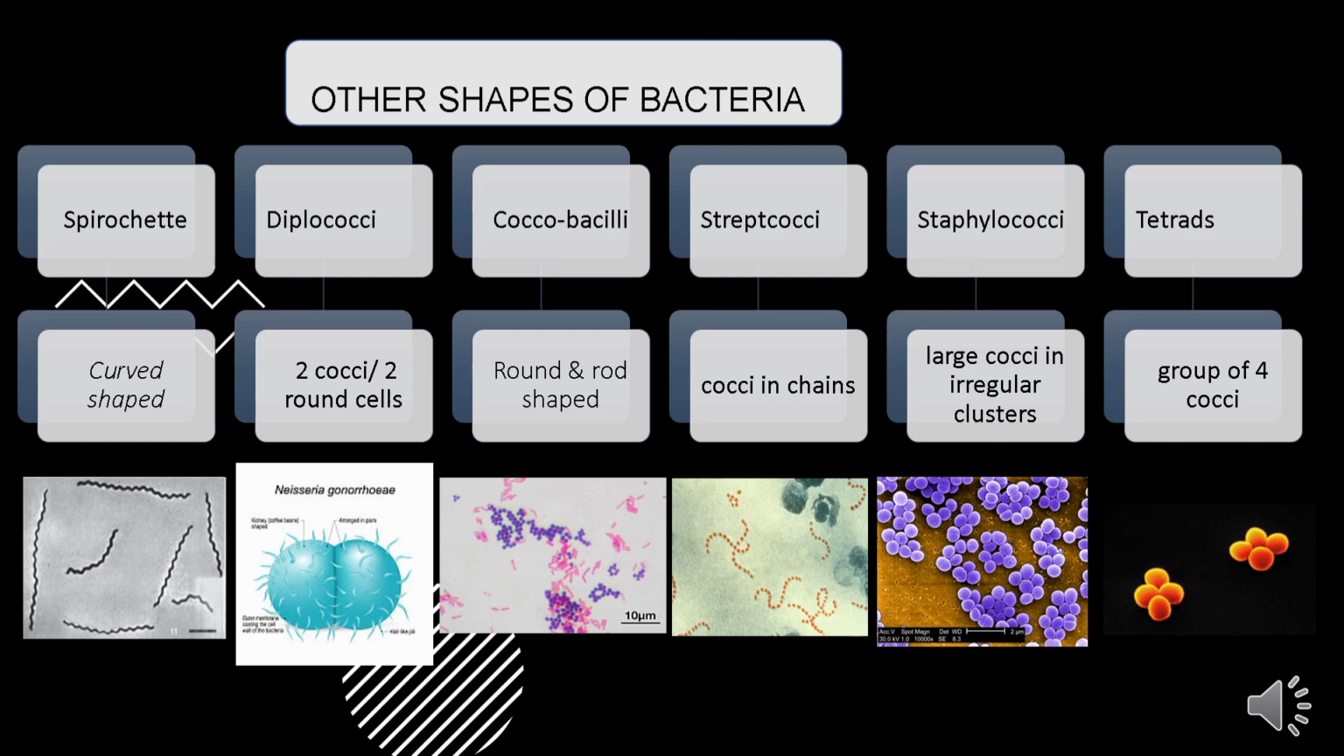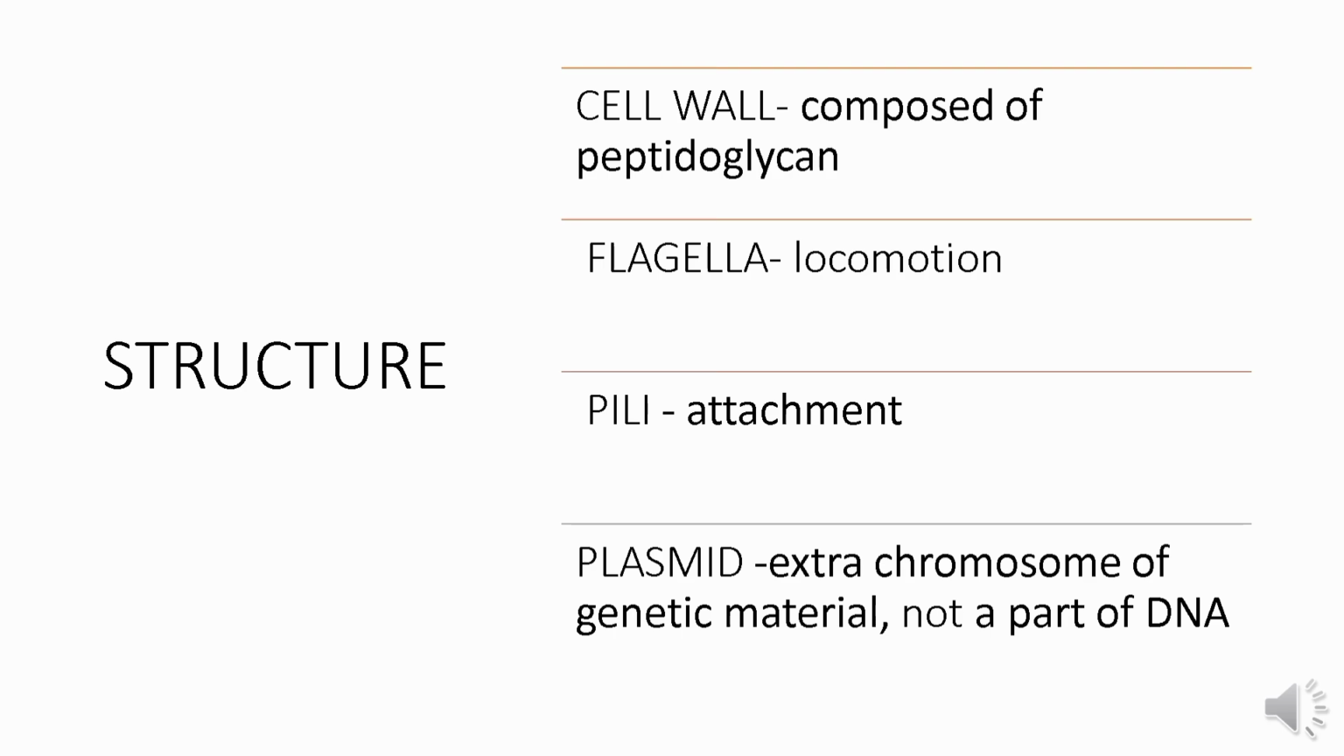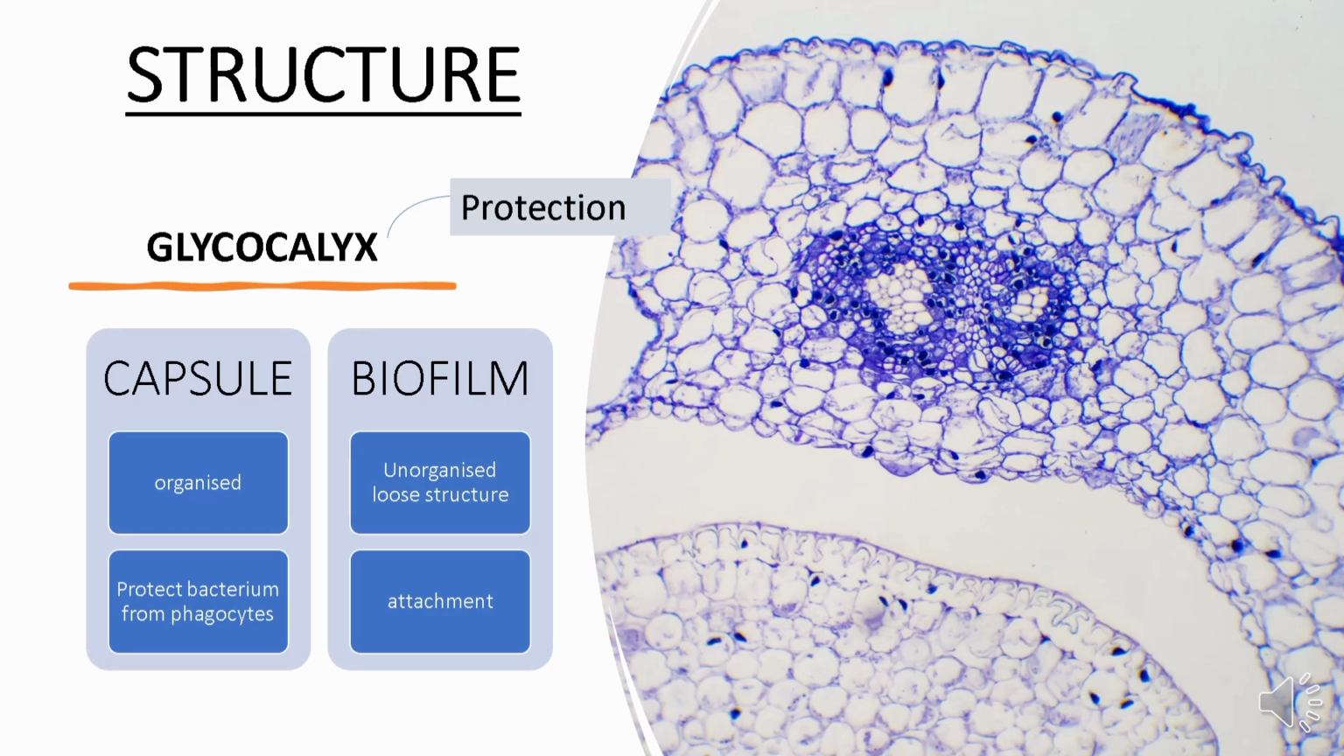Next, we are going to look at the structure of bacteria. As bacteria are considered cells, that means they have genetic material, a cell membrane, and cytoplasm. In addition, they have a cell wall composed of peptidoglycan, a flagella, which is used for locomotion, a pili, which is used for attachment, and a plasmid, which is an extra chromosome of genetic material, so it's not a part of DNA. It also has Glycocalyx, which is used for protection.